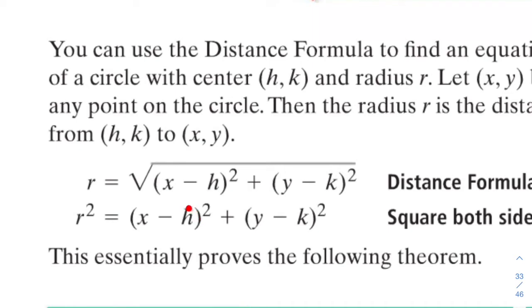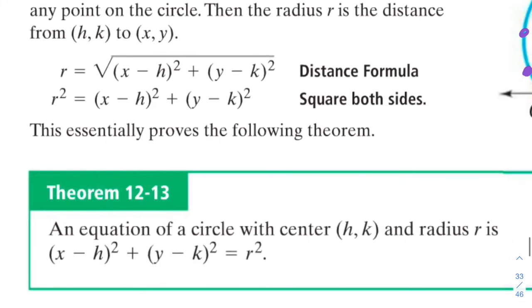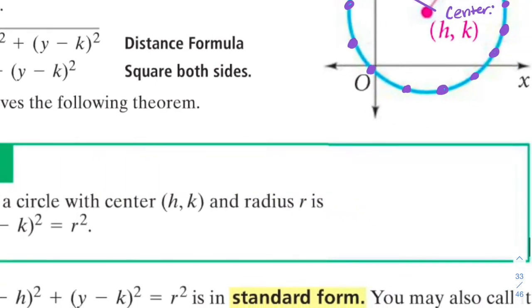Call this leg 1: how far apart are h and x? And then call this one leg 2: how far apart are y and k? And you get the hypotenuse squared. So leg squared plus leg squared equals hypotenuse squared. All we need to know is how far apart these are. But we really don't. We're going to use the center h and k, and r being the radius, to answer all of these questions.